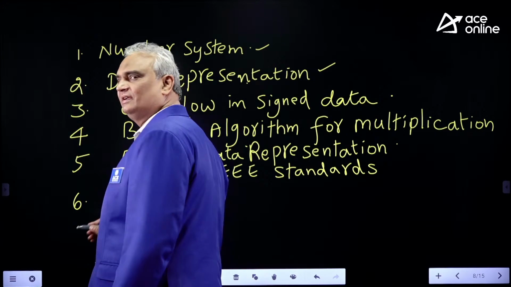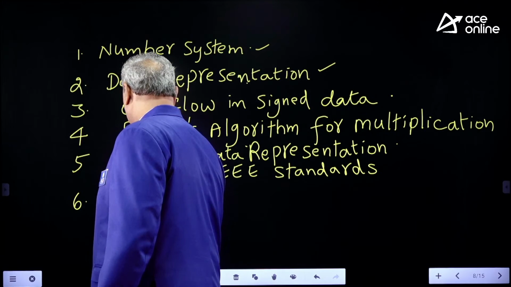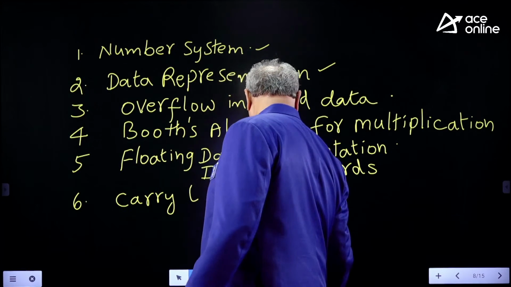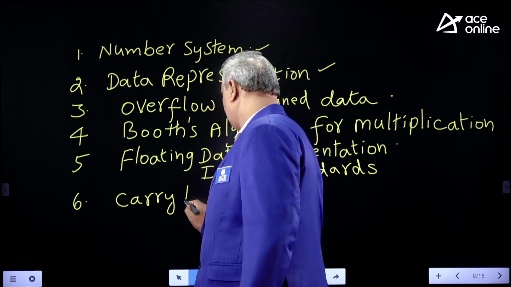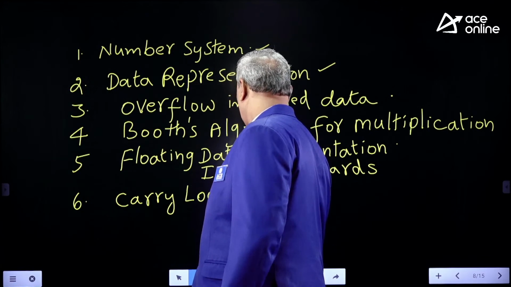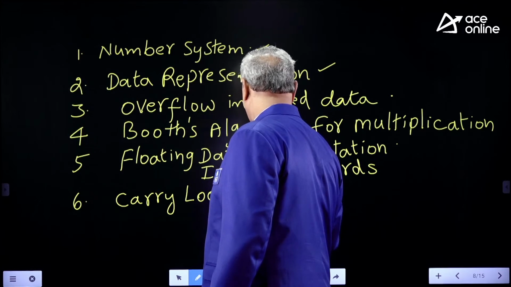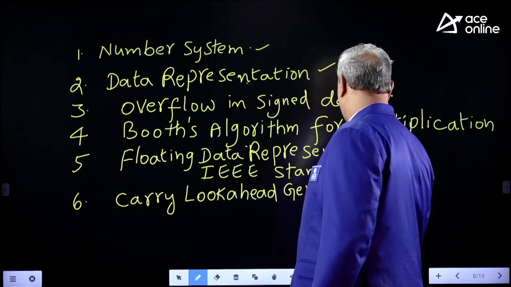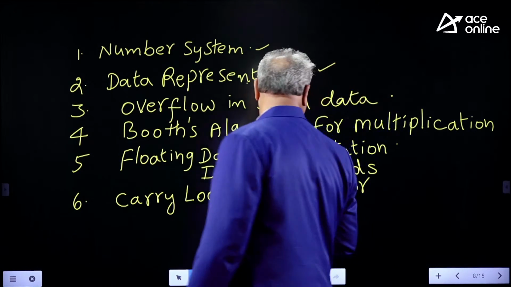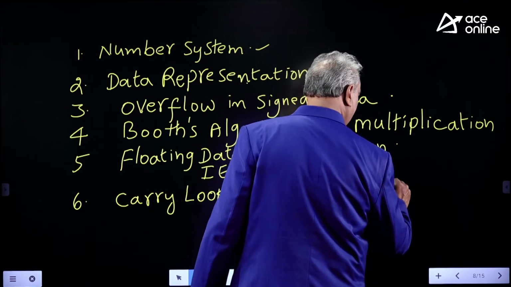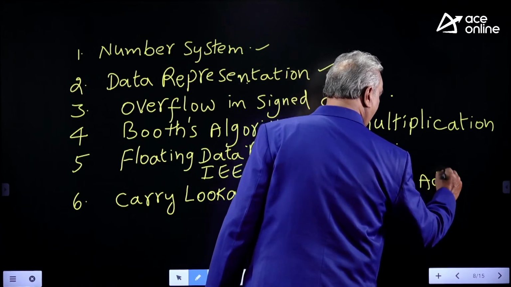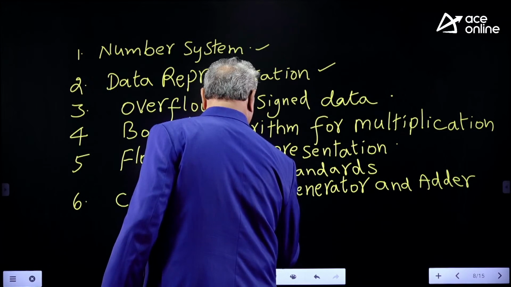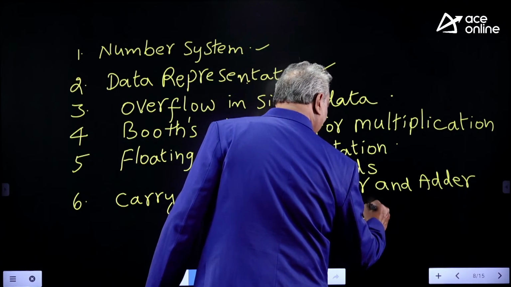Carry look ahead adder, or carry look ahead generator, simply CLG, and adder. These are nothing but CLG and CLA.